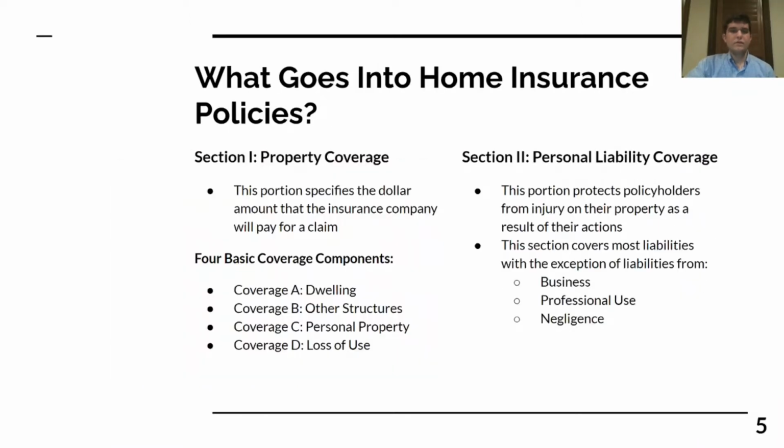Now, before discussing the typical package policies of each home insurance, we want to know what makes up a home insurance policy. And it's divided into two sections. The first section is property coverage. This portion specifies the dollar amount that the insurance company will pay for a claim. So whatever dollar amount you arrive at for this first section, that will be the maximum amount that the insurance company will pay for any given claim.